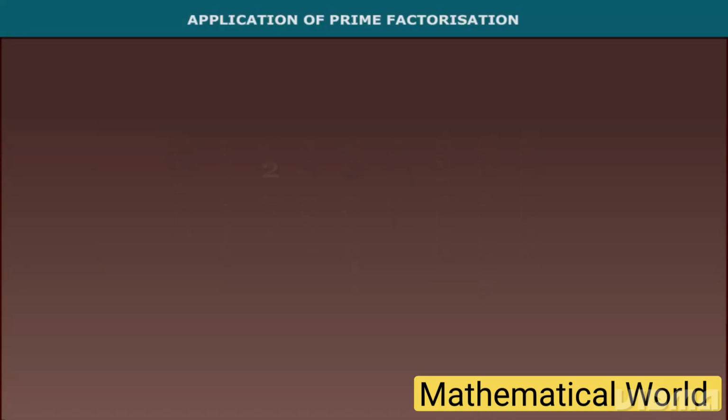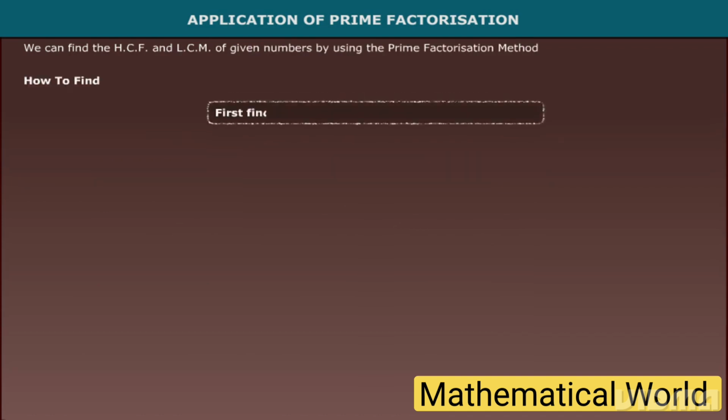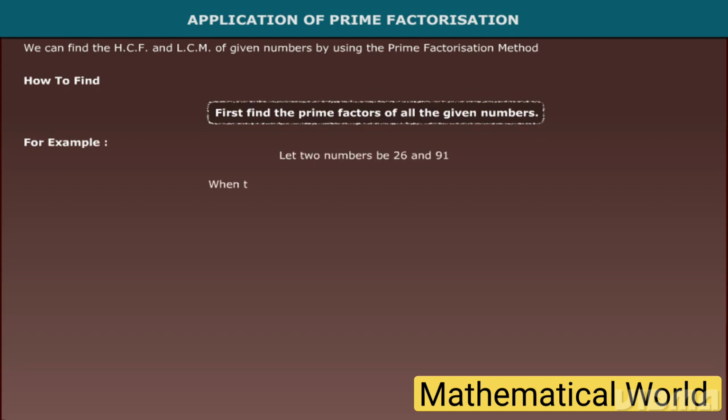Application of prime factorization. We can find HCF and LCM of given numbers by using the prime factorization method. How to find? First, find prime factors of all given numbers. For example, let two numbers be 26 and 91. The prime factorization of 26 is equal to 2 into 13, and the prime factorization of 91 is equal to 7 into 13.